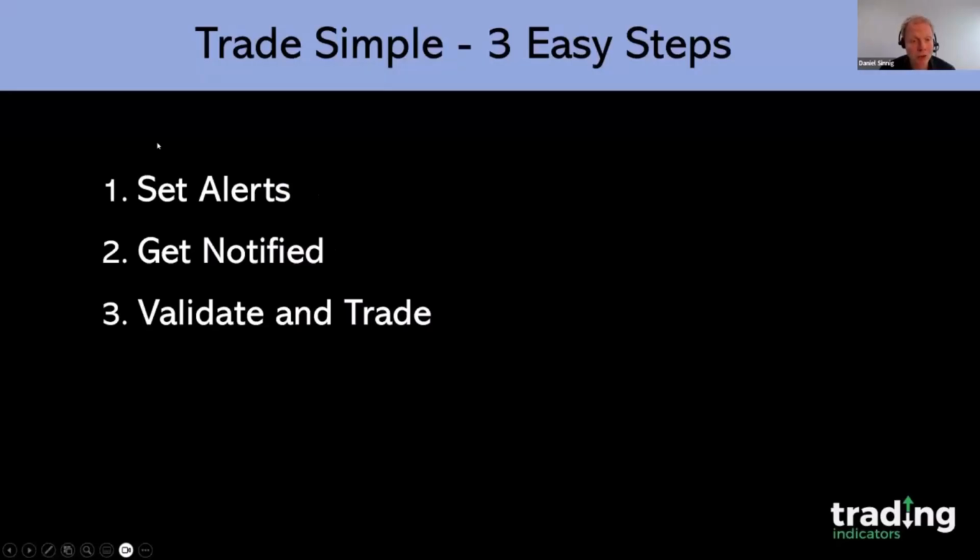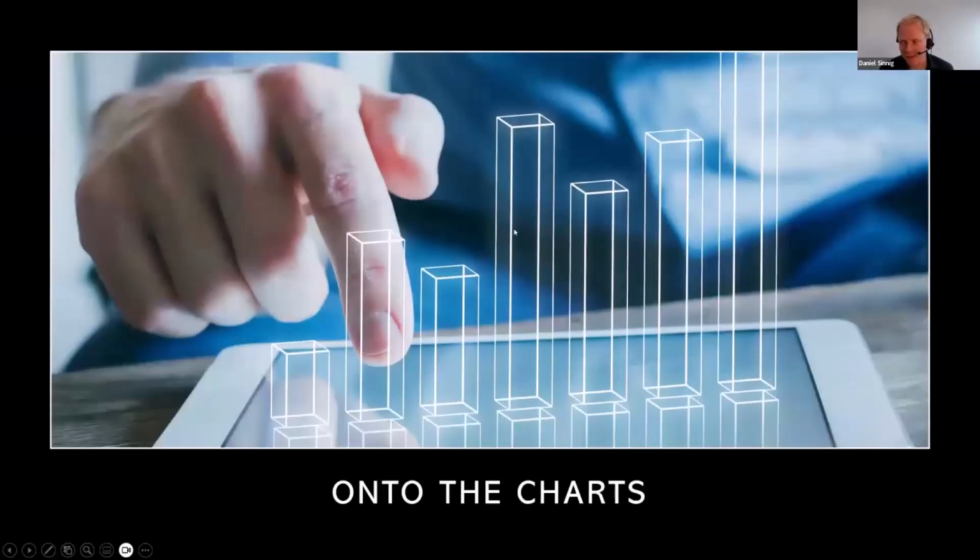Instead, what we want is to get notified when something of interest pops up, and then check out the chart and then trade. Now, how do I do this? How do I set up my chart this way? So I'm going to go back now to TradingView.